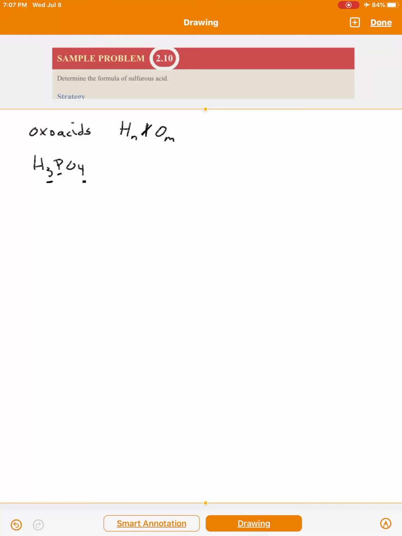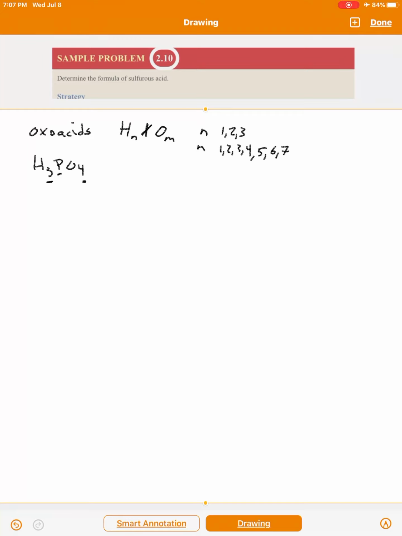So some number of hydrogens could be 1, 2, or 3. So let me indicate here. The number of hydrogens is usually anywhere from 1 to 3. And the number of oxygens could be 1, 2, 3, or 4. It could, in theory, be even all the way up to 7, but you're not going to see that very often. Usually 4 is about as far as you'll see. Okay? Now, how do we make heads or tails of this?